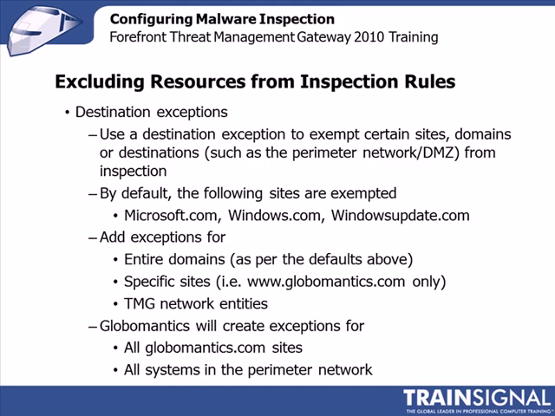You can also have very specific sites, so just www.globalmantics.com or Threat Management Gateway network entities. So you can tell Threat Management Gateway that one of the perimeter networks that you've defined is to be exempted from malware inspection. GlobalMantics is going to create exceptions for all globalmantics.com sites and all systems in the perimeter network. Let's go do that right now over on the GlobalMantics Threat Management Gateway server.